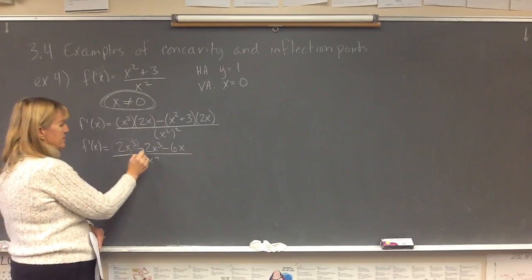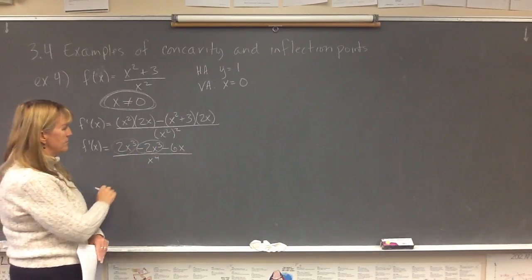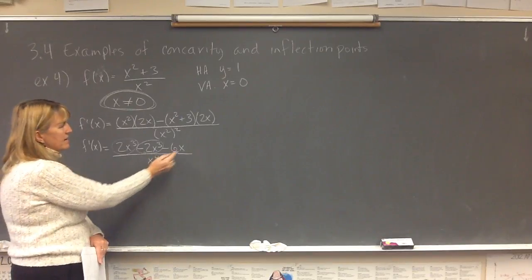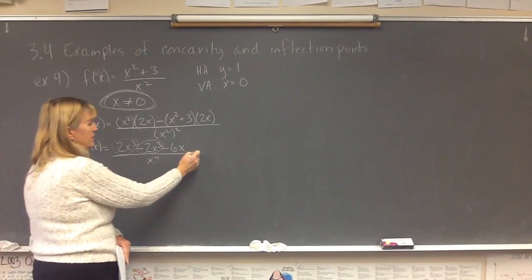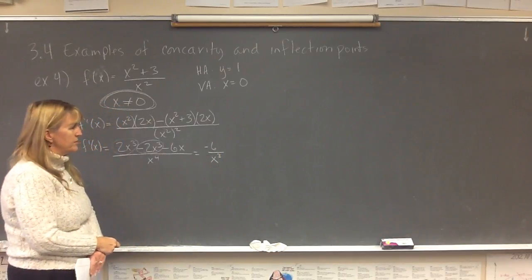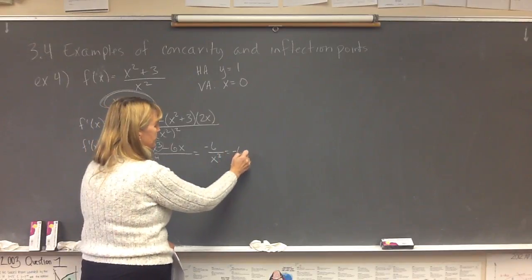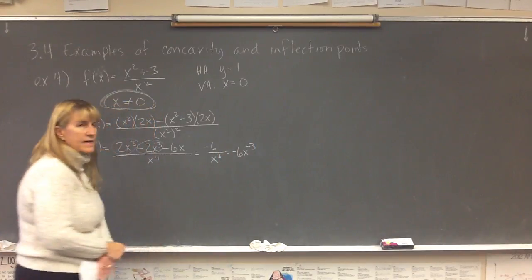This can say goodbye with that. Opposites attract because when they meet, they combust and it's all gone. The x and the x to the fourth can cancel, and I can just have negative 6 over x cubed. This is such a nice function. I would just like to call that negative 6x to the negative 3.